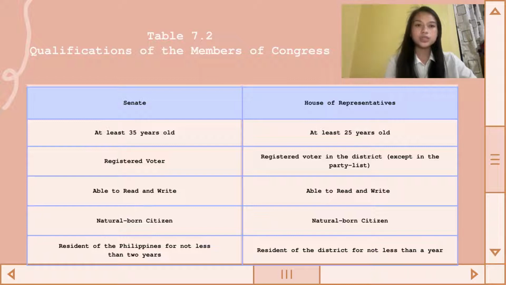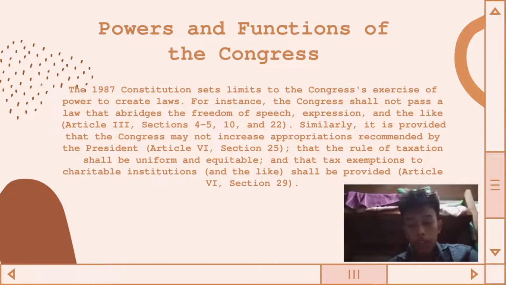Meanwhile, the Constitution provides the following criteria to become a member of the House of Representatives: a natural-born citizen of the Philippines, at least 25 years old, able to read and write, except for the party list representatives, a registered voter, and a resident for at least 1 year in the district where he or she shall be elected. Powers and functions of the Congress.